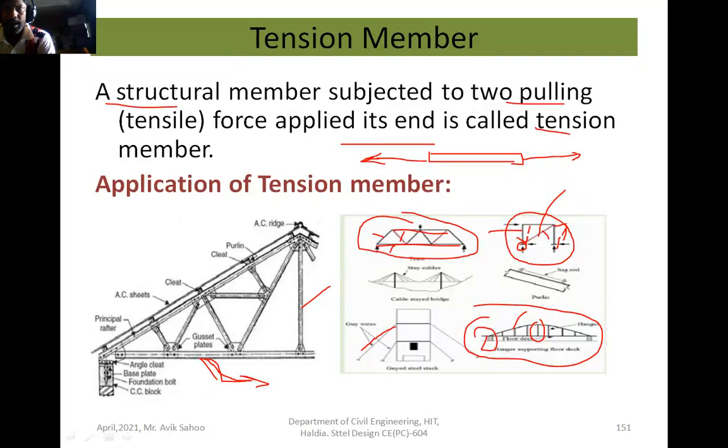You have to understand how the members are designed for tensile forces and what type of sections are used. Generally in trusses tension members are used. In bracing tension members are used. Sag rods are used in steel factory sheds to prevent the sagging of the members. So these members are also tension members. So you see the different applications of tension members.